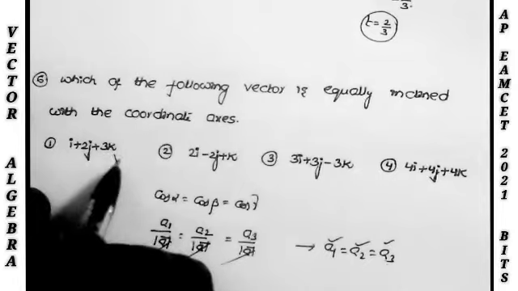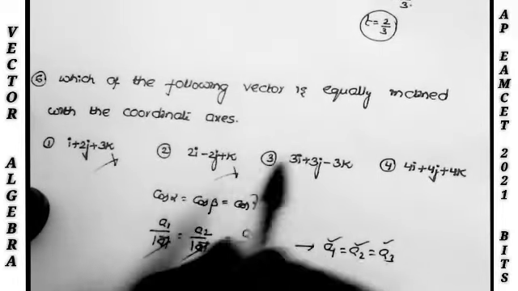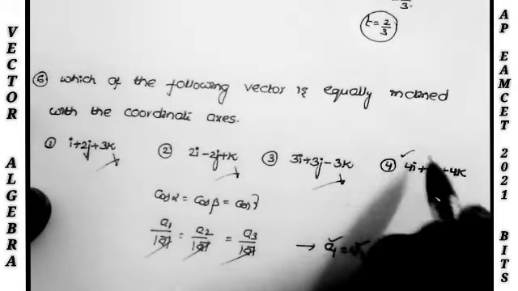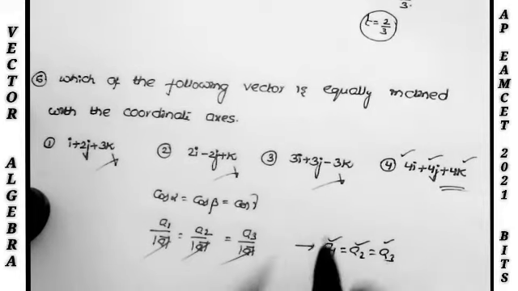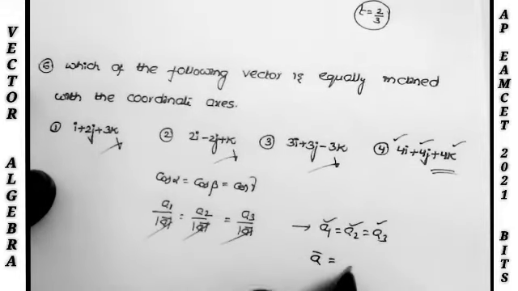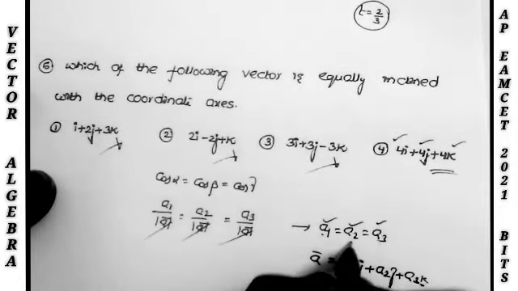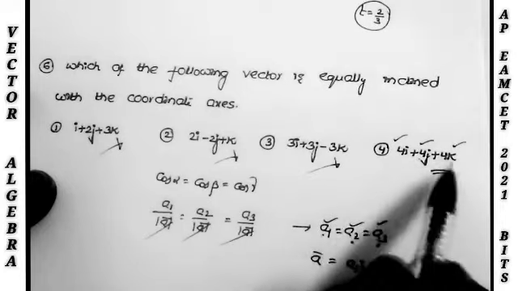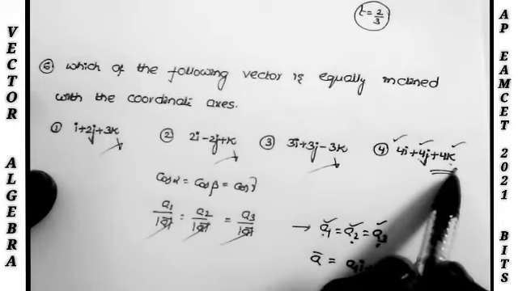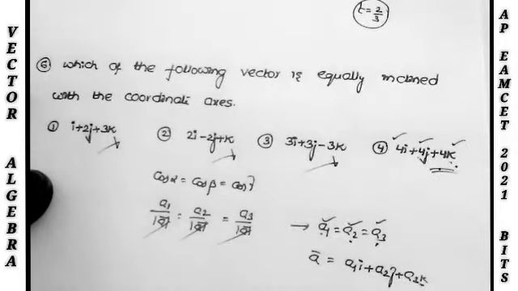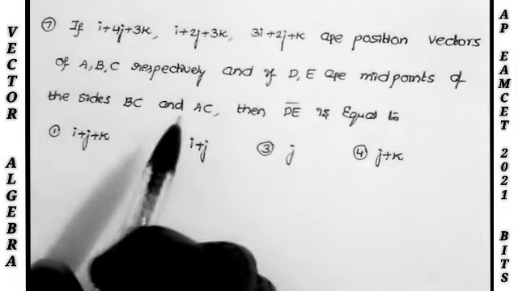So 1, 2, 3, this is not the correct option. 2, minus 2, 1, no. 3, 3, minus 3, no. 4, 4, 4, yes, this is the right answer. Here we are taking the vector a bar as a1 i plus a2 j plus a3 k. Okay, so a1 is equal to a2 is equal to a3 means these three values are equal in this vector, so this is the correct option. That's all, that's the answer. Okay, see the next one.